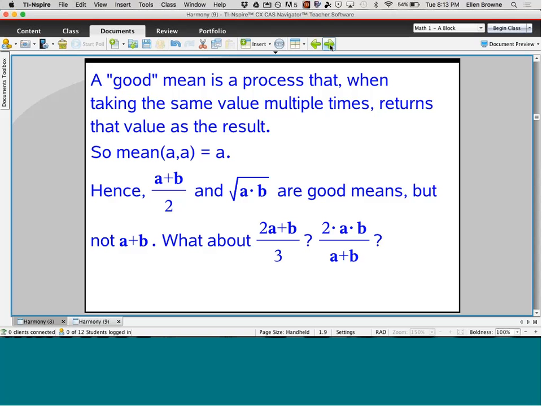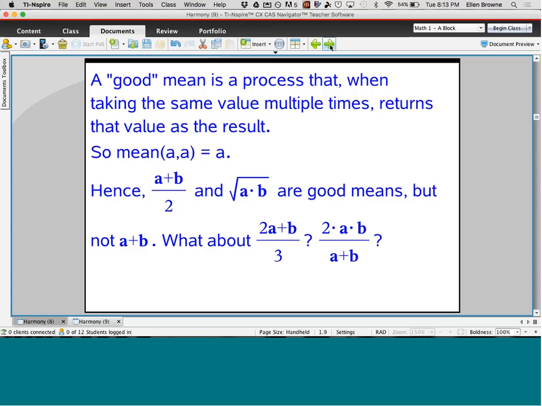So what about a couple of other mathematical processes? We've got 2a plus b over 3. Well, again, if a and b are both equal to 3, then what we're going to get is 3, that's a good mean. I don't know what it's called. It's probably got some complicated name. Look at the next one.